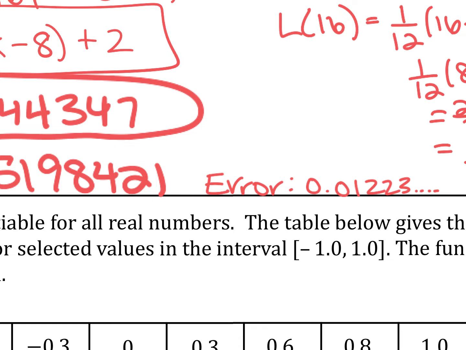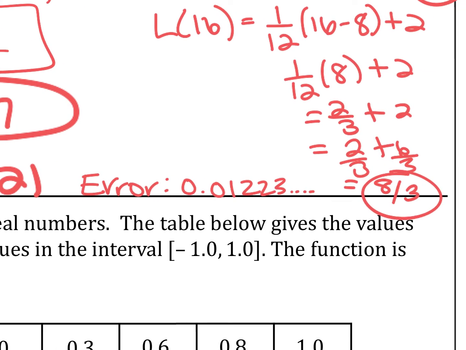And if we find the error for 16, the cube root of 16 is 2.519 up here, 2.5198421. Or I could take my approximation, which was 8/3, right? Clearly, our approximation, 8/3, is higher than the cube root of 16. So 16 to the 1/3.